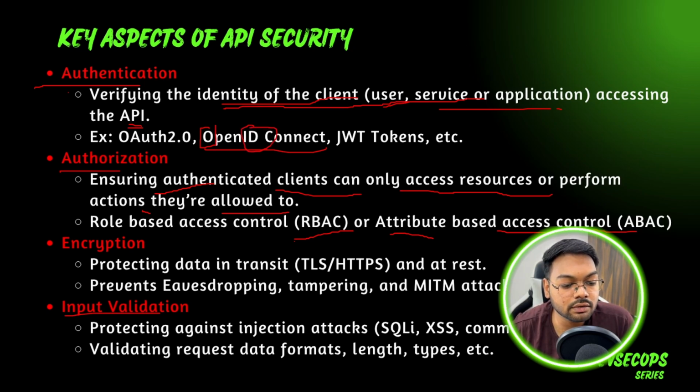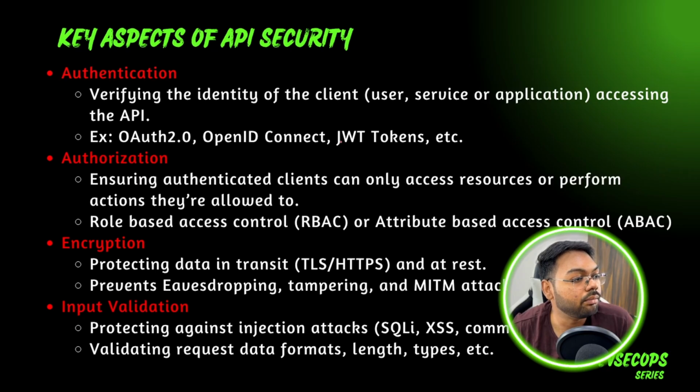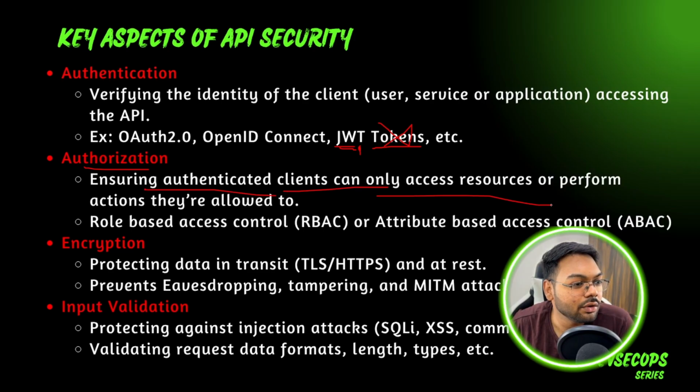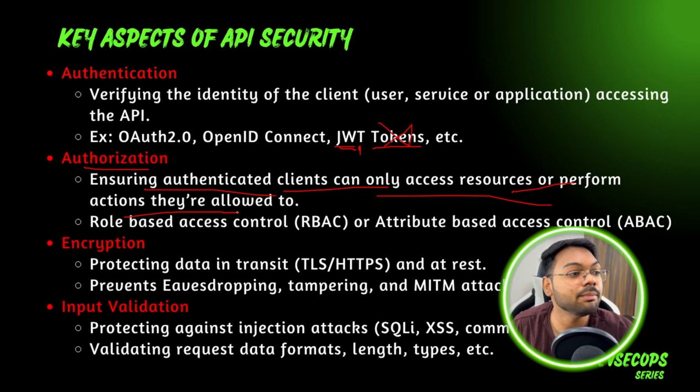These are the kind of authentication mechanisms that you could implement on your APIs, your users or your applications. And then there are JSON Web Tokens, JWT tokens. Then authorization: ensuring authenticated clients can only access resources or perform actions they are allowed to. That is the most important thing. That is why you might have seen in IAM people who allow or deny certain permissions to certain resources. So identity and access management is a key part of the basic, fundamental security of your applications.